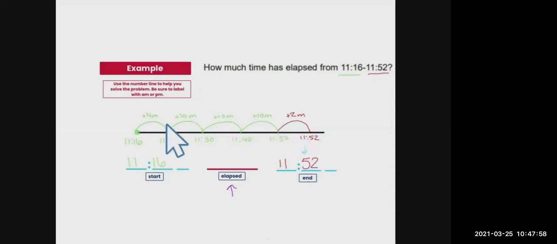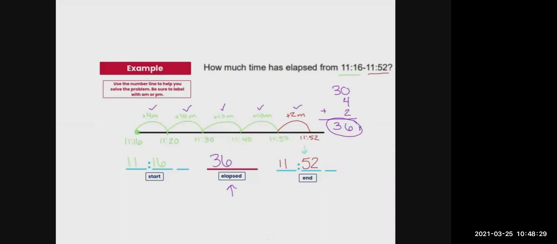I'm going to now go through and add up all of my times. I'm going to add up my 10s first: 10, 20, 30. So I've got 30, plus 4, plus 2. 0 plus 4 plus 2 is 6. 3 plus nothing is 3. So my elapsed time is 36.